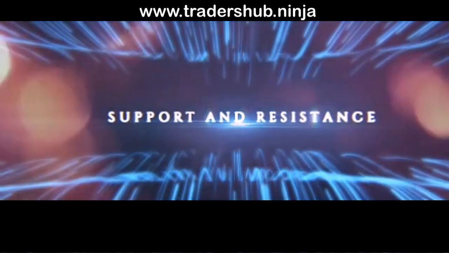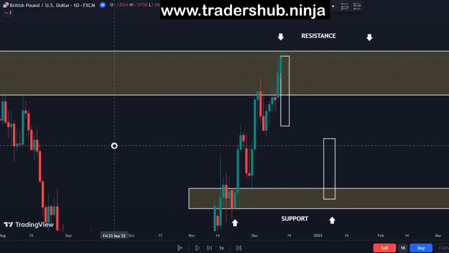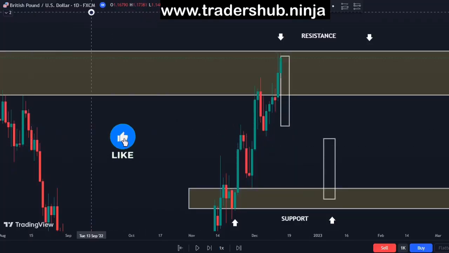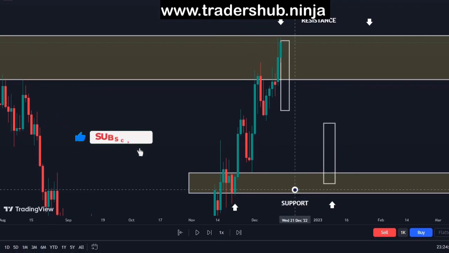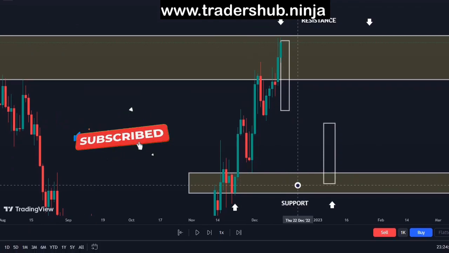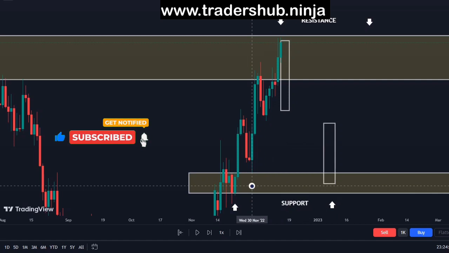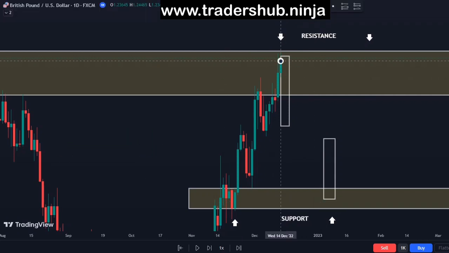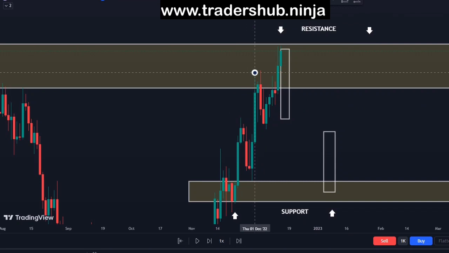Today we are going to learn support and resistance. Looking at the chart, this one is the Pound USD day chart. The bottom line acted as a support, signifying the entry point for buyers. The top line acted as a resistance, signifying the entry point for sellers. Both the support and resistance levels are called a major level of structure.